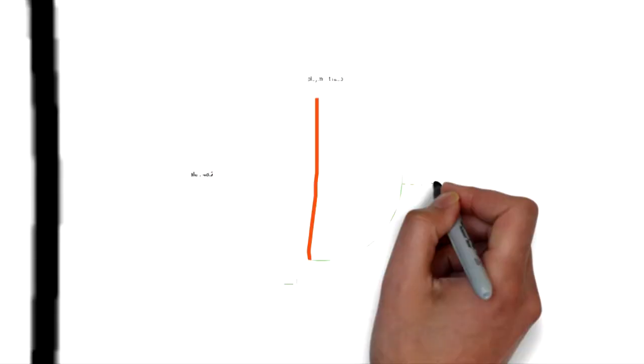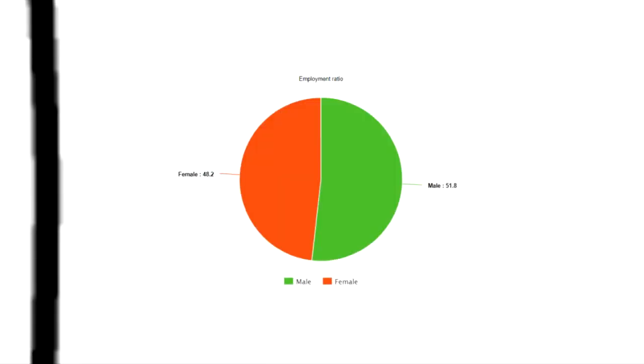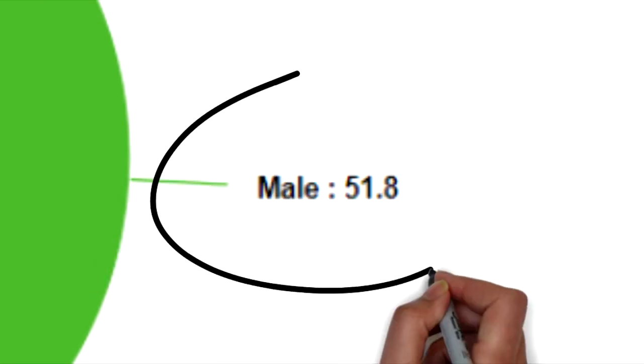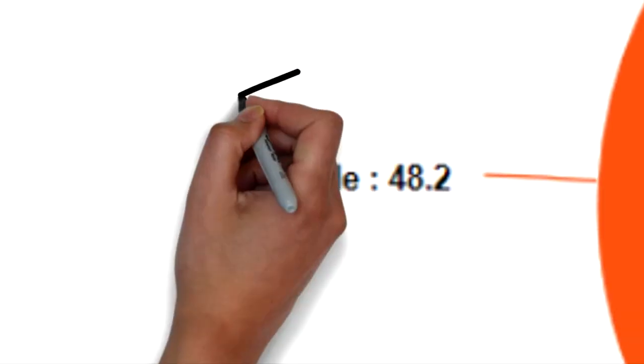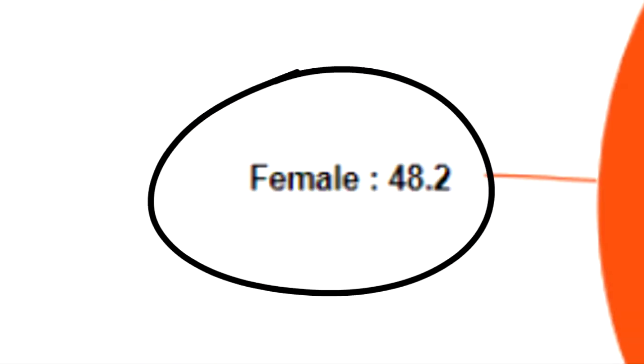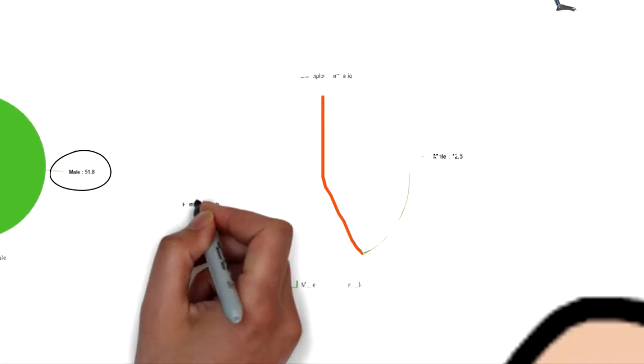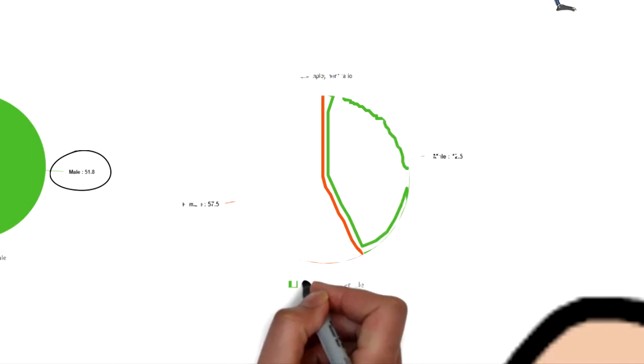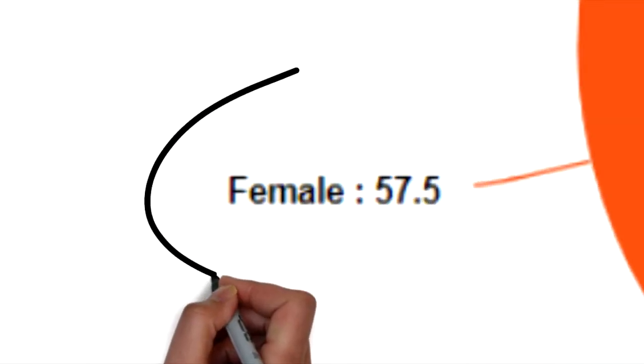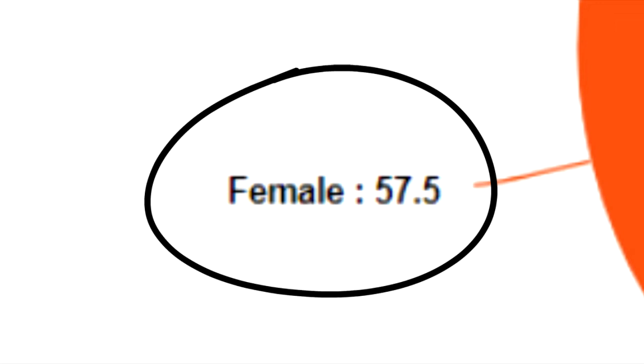According to this pie chart of all employed people in Azerbaijan, 51.8% are men, the rest are women. There isn't a significant gap in this issue. However, when we look at unemployment rates, 57.5% of all unemployed people are women. This shows that there is a matter to be concerned about.